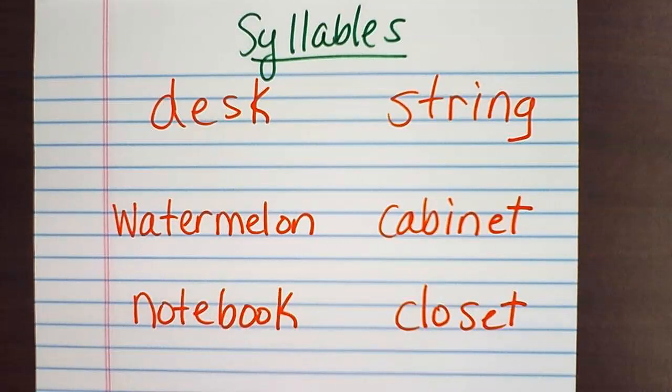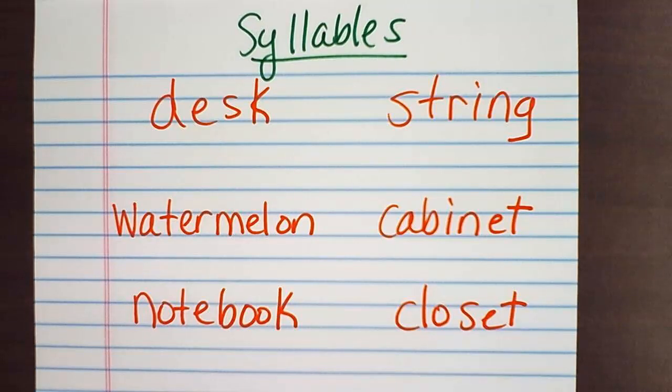Hi everybody, welcome back. Our focus today is on reading multi-syllable words. Another name for that is multisyllabic. And when you read a multi-syllable word, it's important that you think about all the parts of the word. Each part is called the syllable.